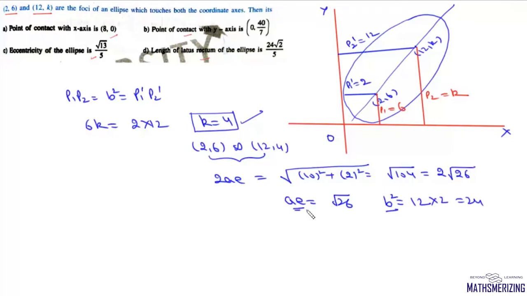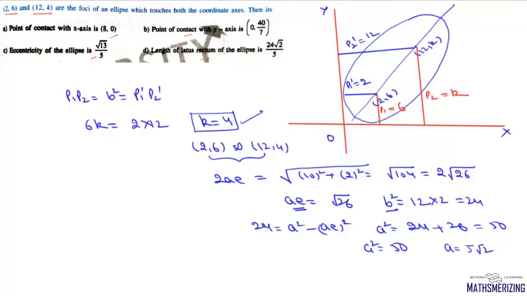So once we have b square and ae, we can find a square. So b square is a square minus ae whole square. So it will be a square is 24 plus 26, so it will be 50. So the value of a square is simply 50, and the value of a is 5 root 2. Now once we have a and ae, we can write the eccentricity of this ellipse as root 26 upon 5 root 2, which will be simply root 13 by 5, and that's your option number C.